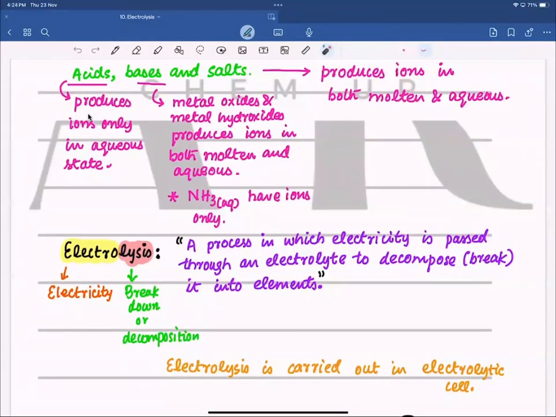So we perform the electrolysis in an electrolytic cell. That which we use to do the electrolysis is called an electrolytic cell. So we are going to discuss the electrolytic cell now. First note these down.